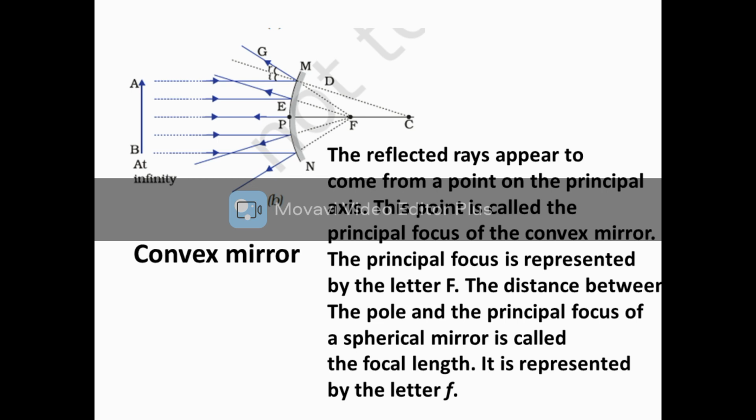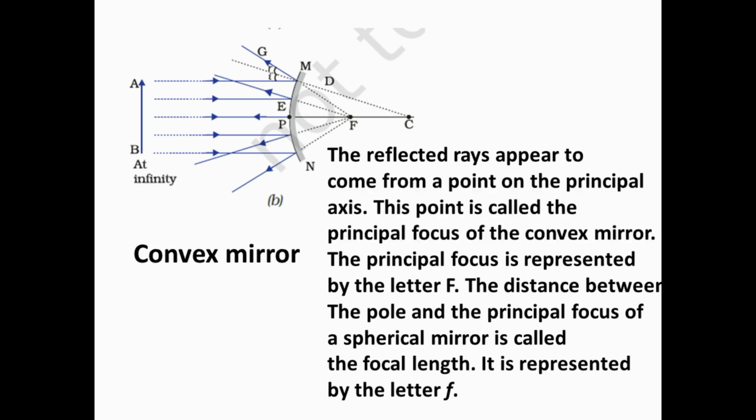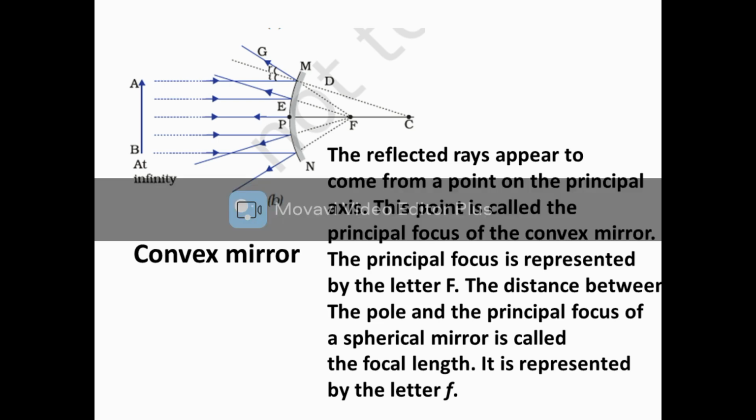What about the convex mirror? In a convex mirror, the reflected rays appear to come from a point on the principal axis. That point is the principal focus of a convex mirror. The principal focus is represented as F. The distance between the pole and the principal focus of the mirror is called the focal length.